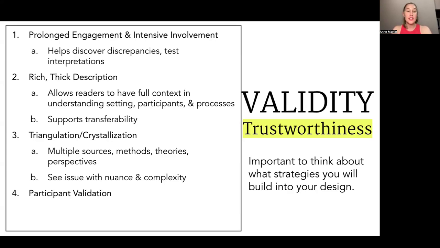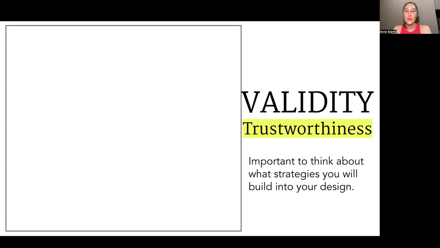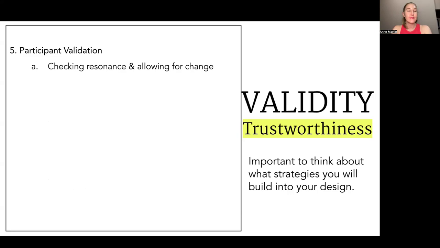This idea of participant validation might be called member checking, but checking for resonance. And I think this is critical, allowing for change, not only thinking about how you will do that, will you do that, but how will you demonstrate that this happened in your final report if this is a method that you use.